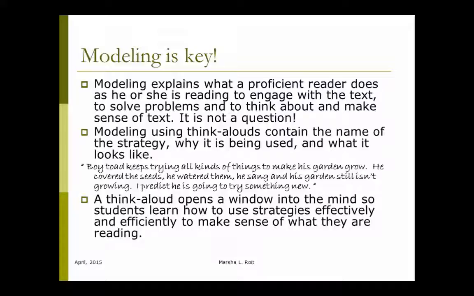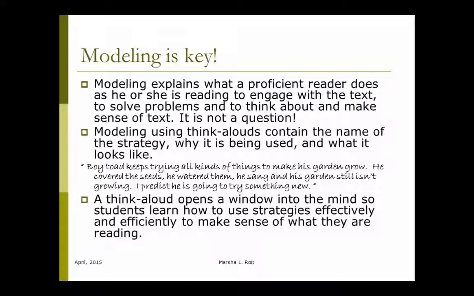Modeling should be using think alouds that contain the name of the strategy. What are we going to be doing here? Which strategy are we going to be using? We're going to be predicting. Why are we going to use it? Not because it's a guess. The fact is, we use a strategy like predicting when clues have been given by the author, and we can use our own background knowledge to make the prediction. And then that model, or that think aloud, should include the actual thinking.